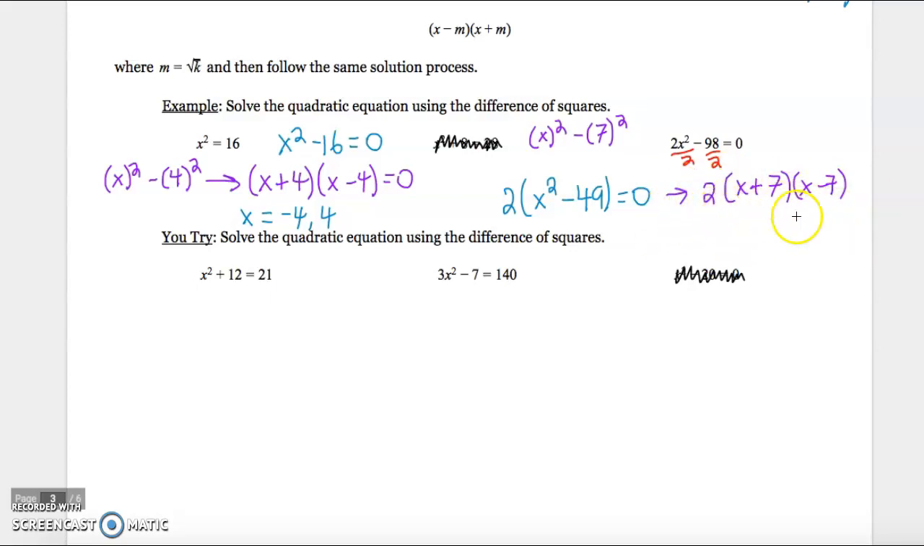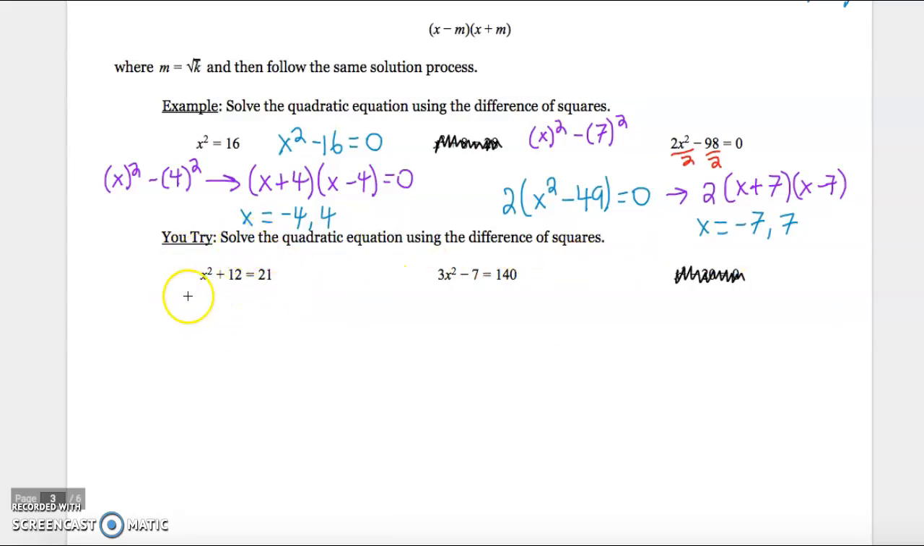2 can't equal 0. And when I set x plus 7 and x minus 7 equal to 0 separately, I get these 2 answers or roots or solutions. So -7, +7. Cool. So go ahead if you want to pause and try this one, feel free. And now I'm going to work through it.